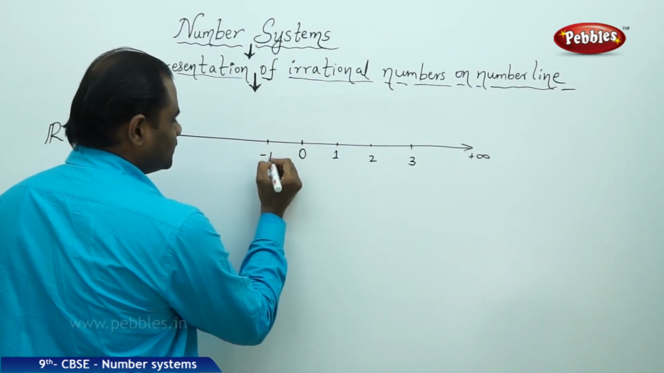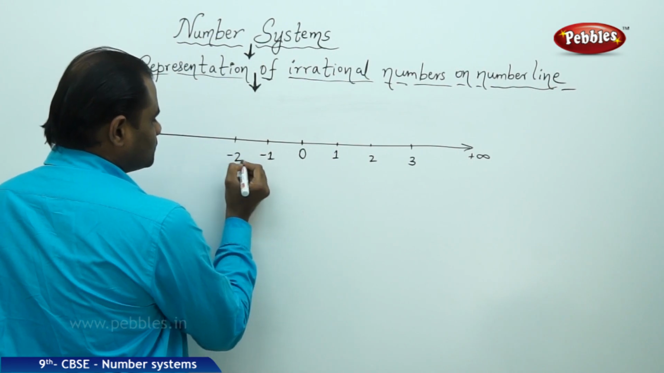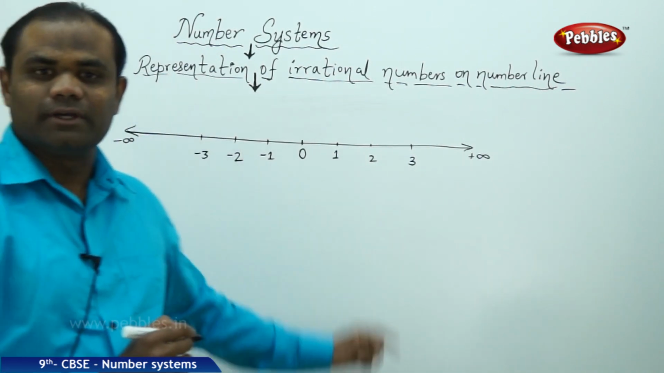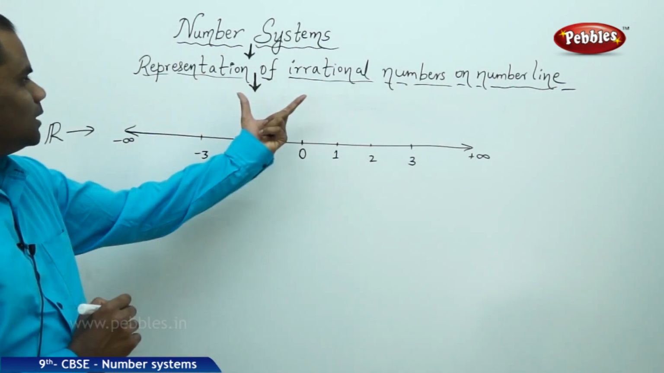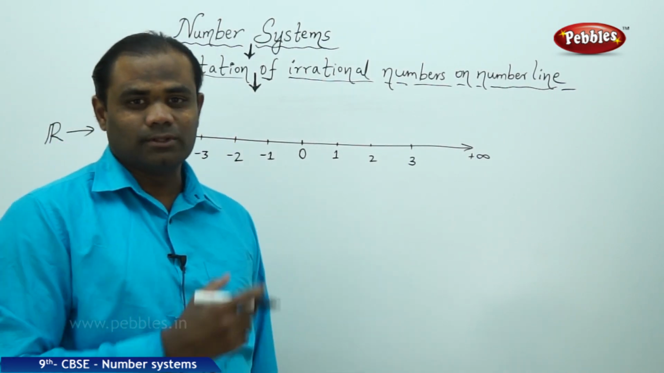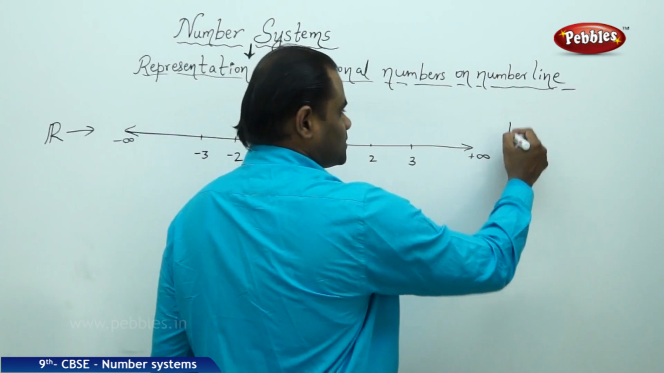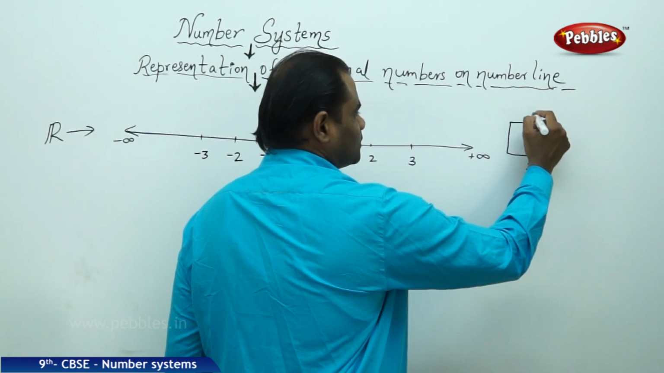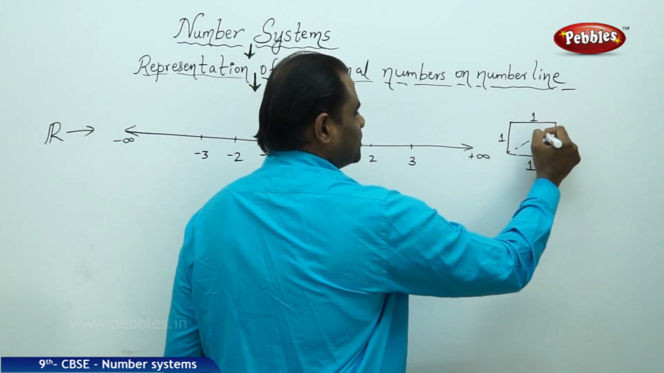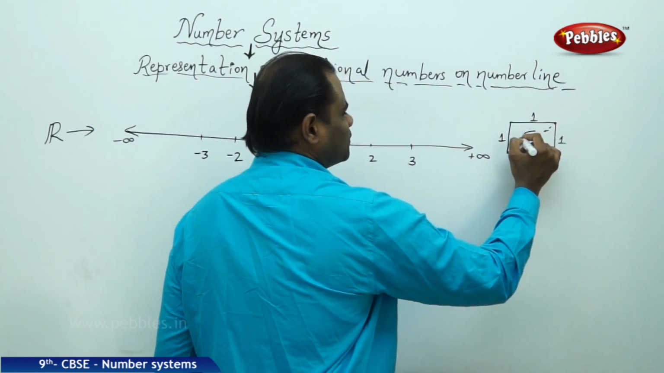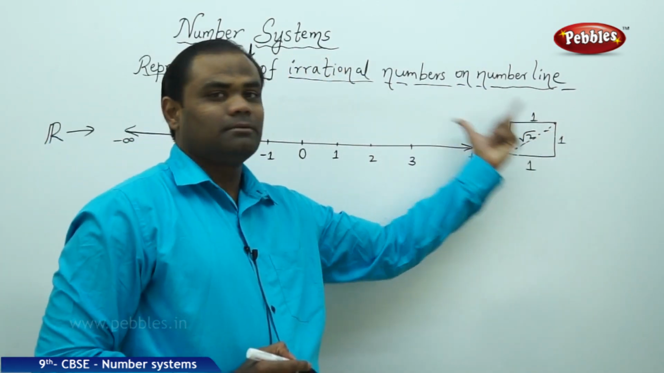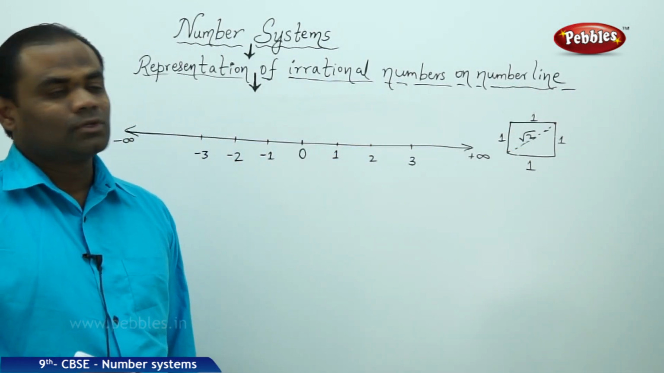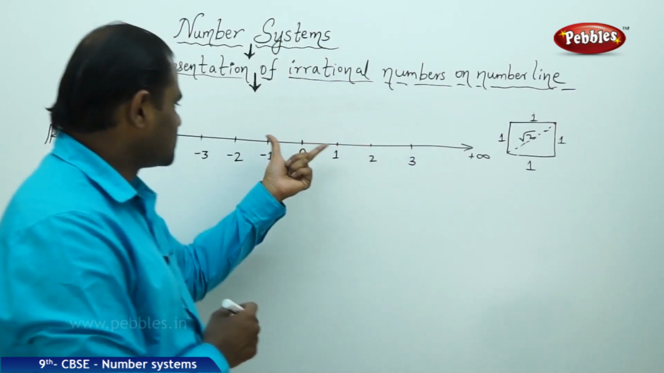Similarly, on the left I have negative 1, negative 2, negative 3, and so on onto the negative side of infinity. Now let's try to see how we can construct root 2 on this number line, using the previous discussion of the square, which gives me the dimension of 1 unit, and its diagonal, which gives me the distance of root 2. So let's see how this can be transferred onto the number line to get the same root 2 on the number line.